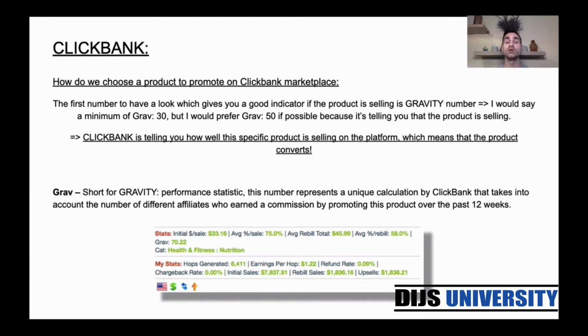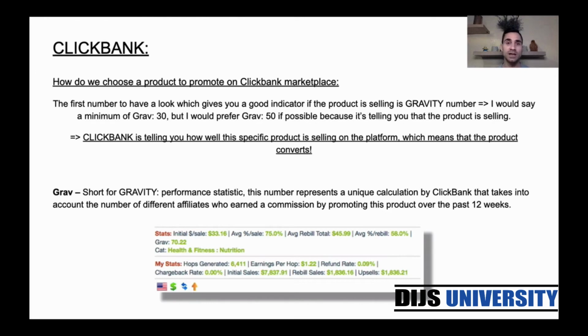When you are inside the Clickbank dashboard searching for products to promote, the best approach is to search by gravity number, where you get the top results, meaning those products are selling the most within that category, or maybe a subcategory, depending on how you selected the search. But we're going to look at a couple of examples later on inside Clickbank.